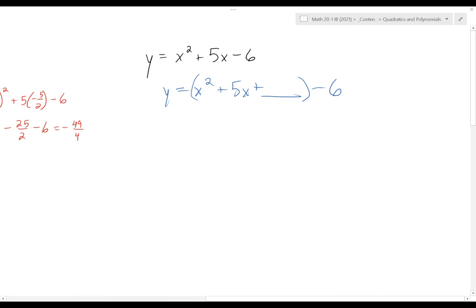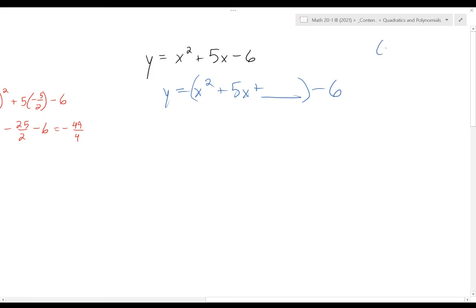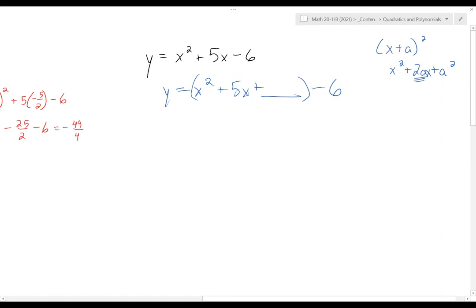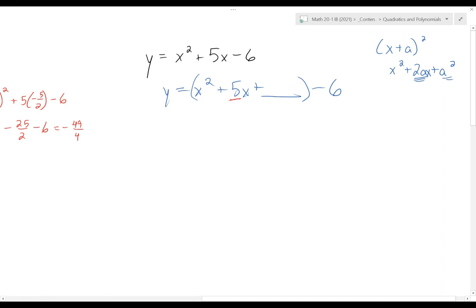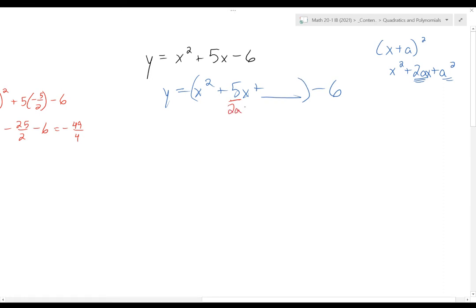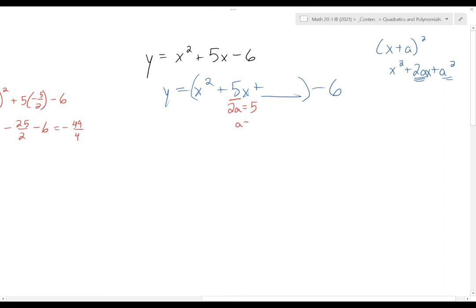Well, remember that perfect square trinomials are those that are in the form, let's say, (x plus a) squared. When I distribute it, it is x squared plus 2ax plus a squared. So whatever the coefficient of the x is, half of that squared is the constant term. So in other words, I'm saying 5 is 2a. So 2a equals 5, which means a equals 5 over 2.